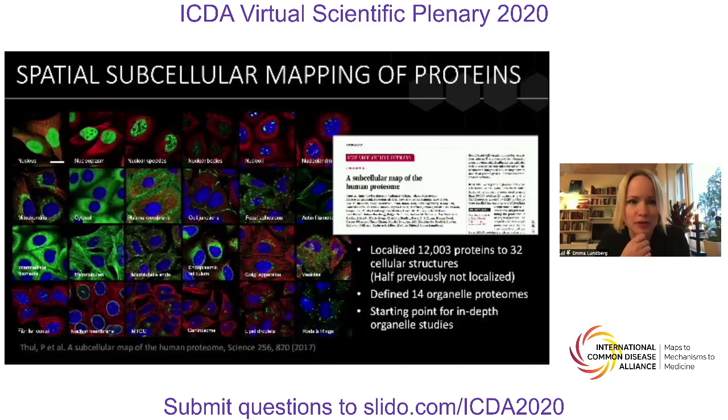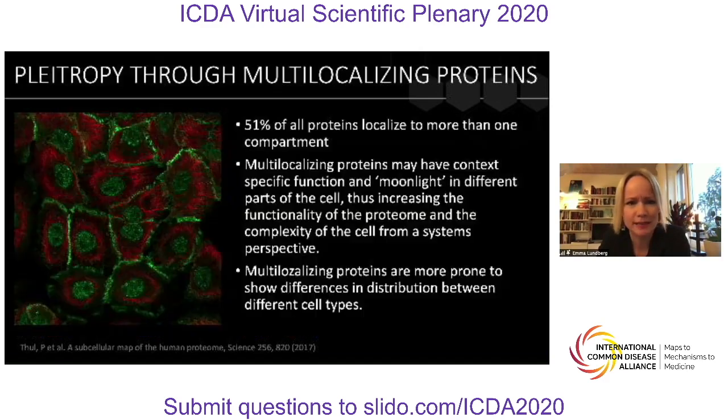And initially, our work was very basic mapping. We created a subcellular map of the human proteome, just cataloging where the proteins are, and we could localize the majority of the proteins that are expressed in cultivated cells, define organelle proteomes, very good information for doing basic cell biology studies. But today I will focus on some key findings that I think are relevant when we talk about understanding cellular phenotypes and understanding diseases.